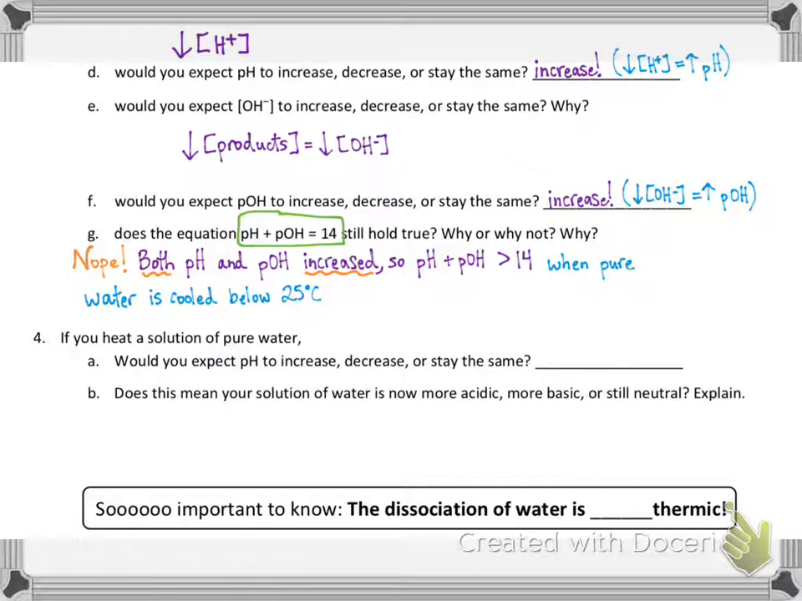Okay, knowing what we know, now I want you to predict what's going to happen if you heat a solution of pure water. What's going to happen to pH? And would that make your solution of water more acidic, more basic, or still neutral? Let's try it, and when you are ready to check your answer, unpause the video.